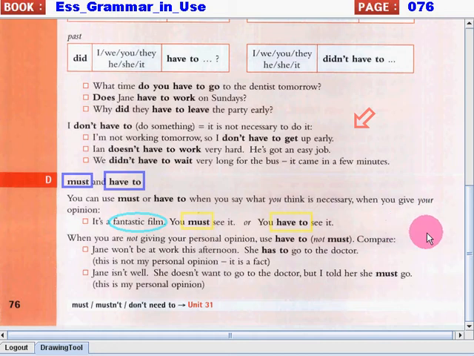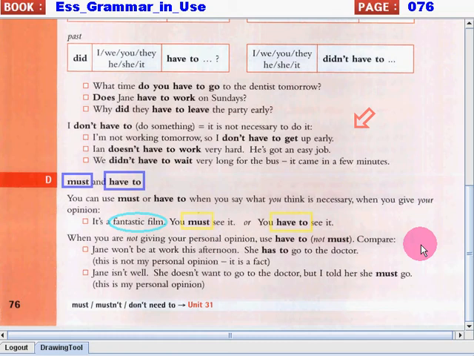We are saying, in our opinion, that the film is fantastic or very good, and we are recommending it to someone. We are saying that they must see or they have to see it. It's important that they see it so that they will also know that the film is fantastic.